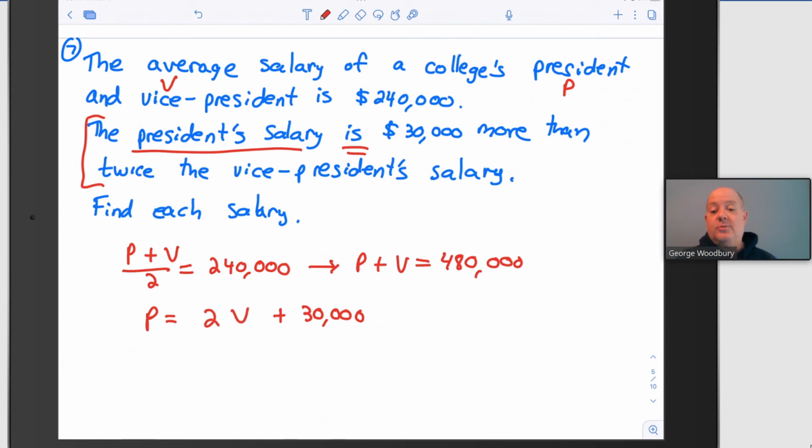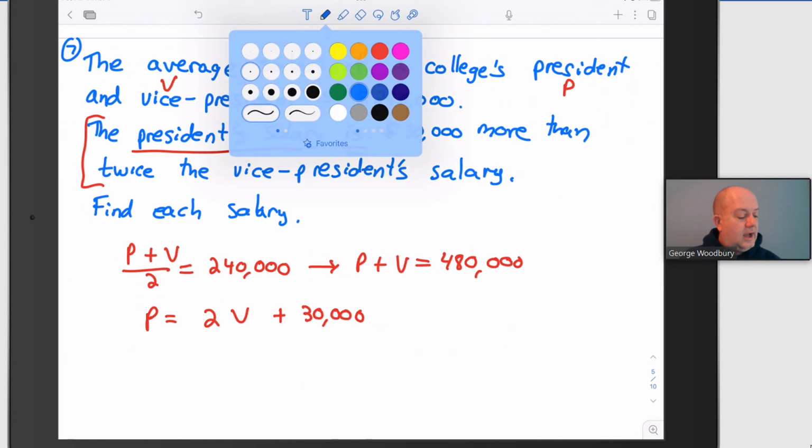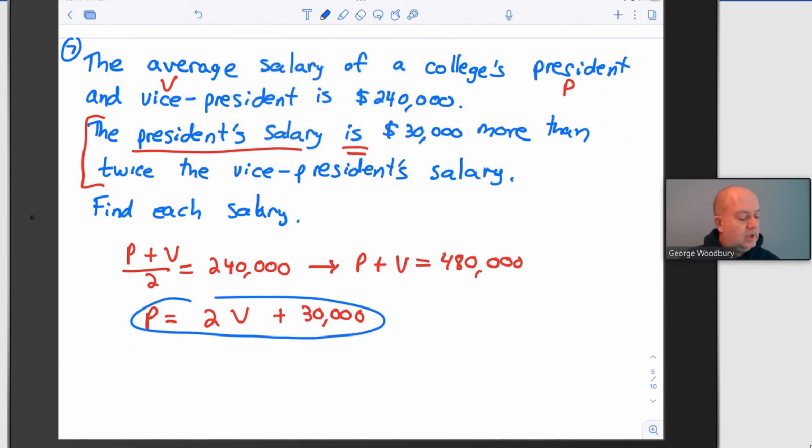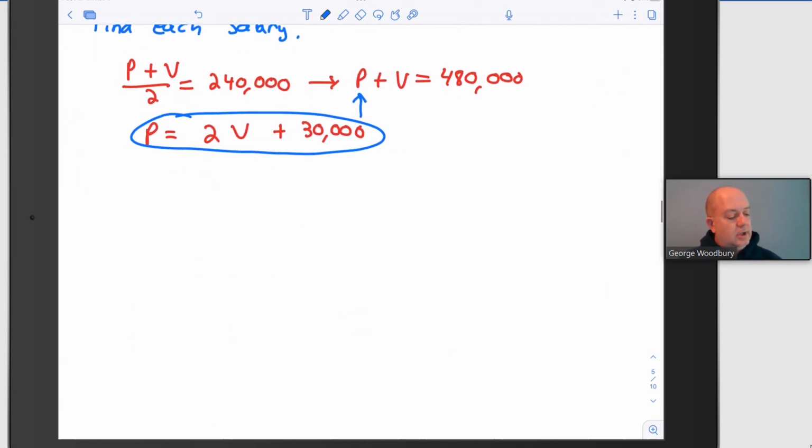This is perfect for substitution because I already have P isolated. P equals 2V plus 30,000. P is the same as 2V plus 30,000. And so I can take this and substitute it for P in that equation. Let's do that. So I'm going to replace P by 2V plus 30,000 plus the V that was already there equals 480,000.